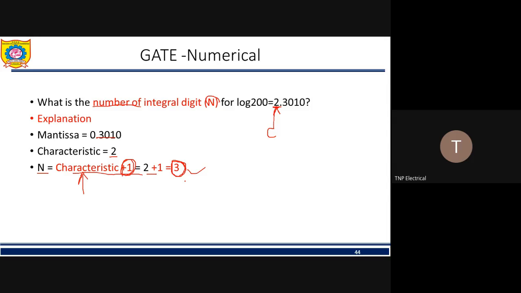So please note down this particular point, a very important numerical from this side. So how can you find out the number of integral digits n? That is simply given here.